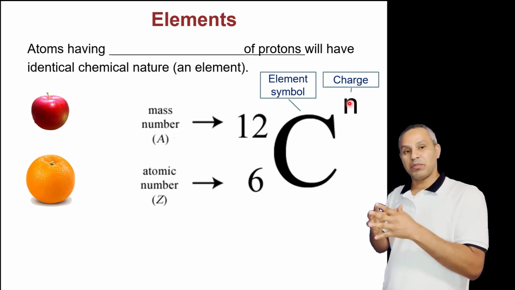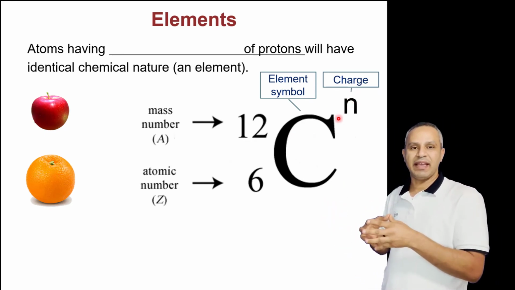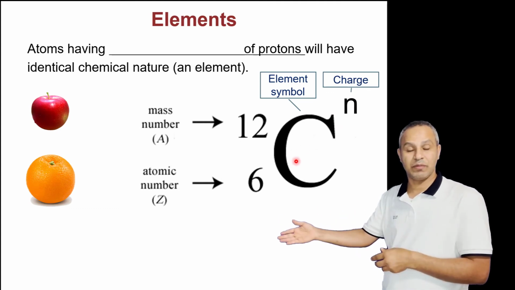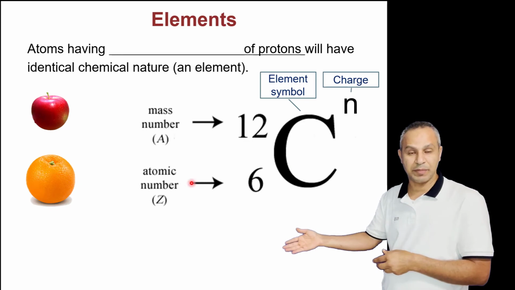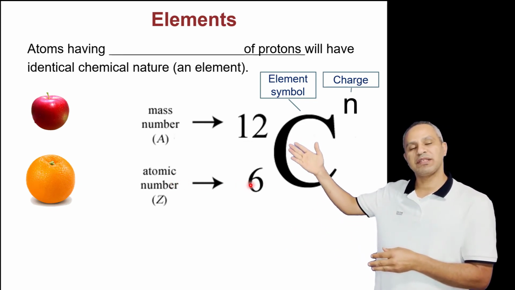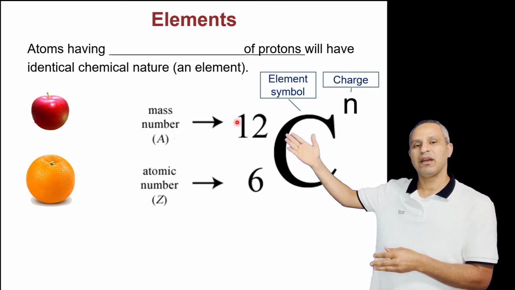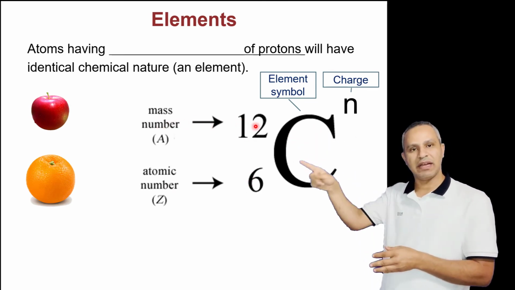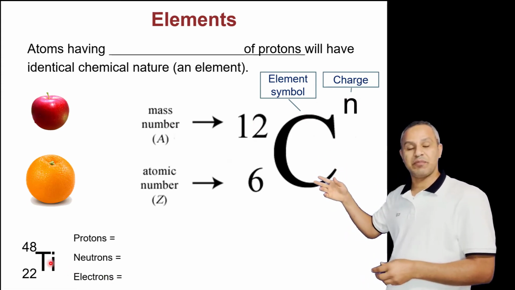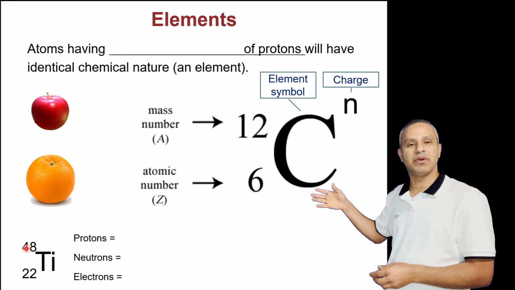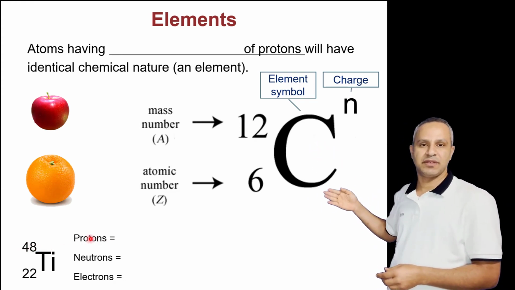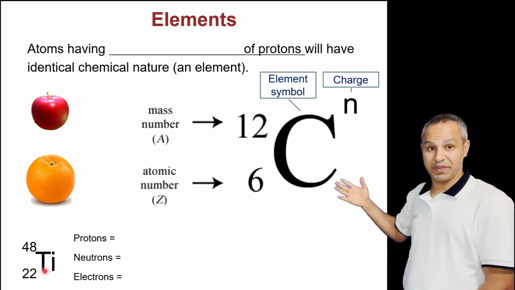So from the symbol of each element, we can learn a lot of information. The first is the number of protons, which is the atomic number of the element, written in the subscript of the symbol, as well as the total number of protons plus neutrons, which is the mass number of the element, written as the superscript to the left, and also the charge, which is usually written as a superscript to the right. So in this example right here, we have titanium with an atomic number of 22 and a mass number of 48. We can calculate the number of protons, electrons, and neutrons from this symbol.